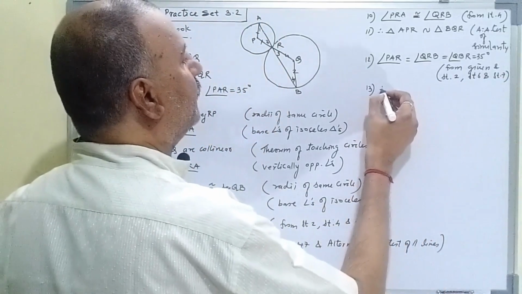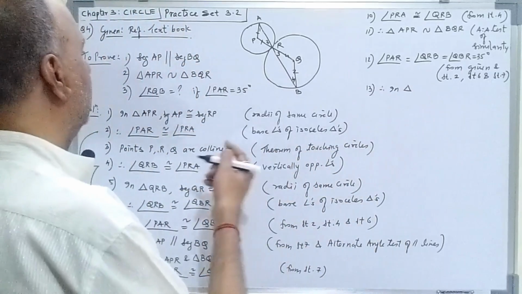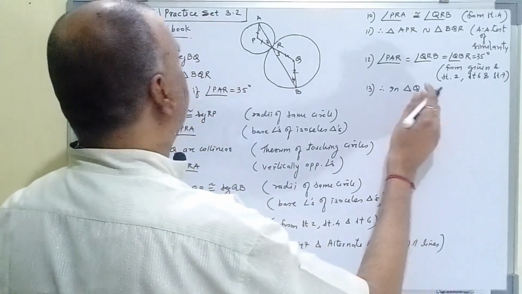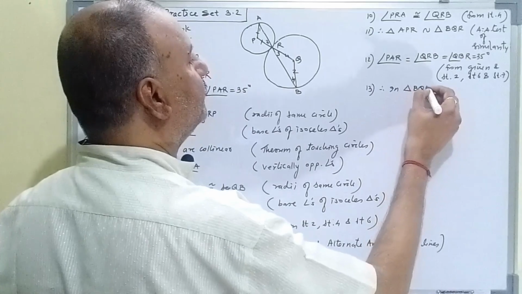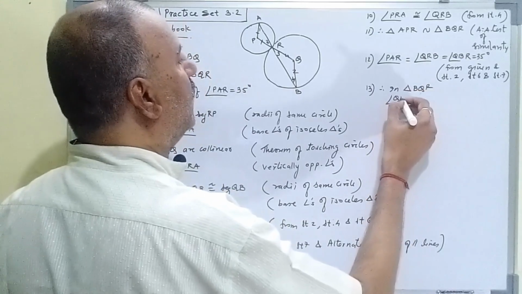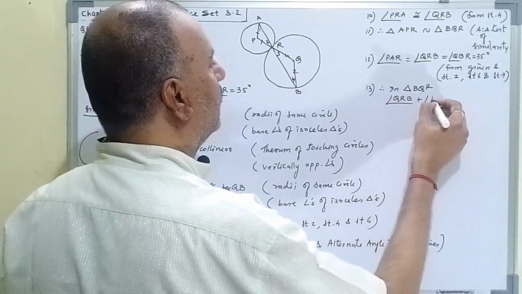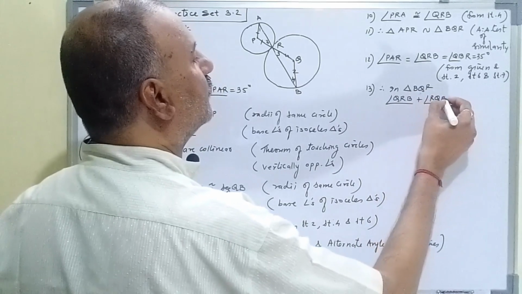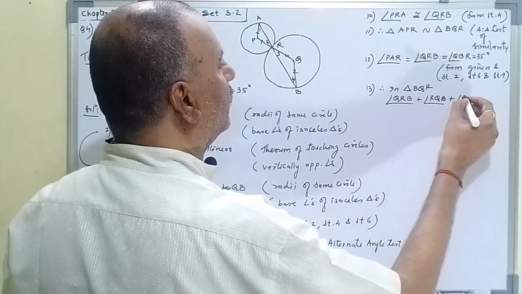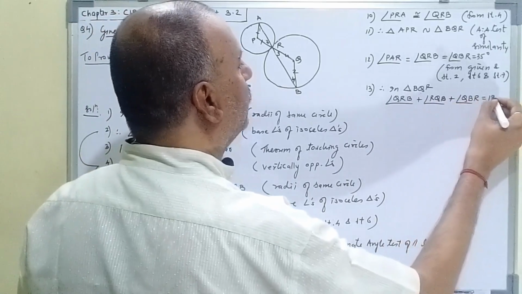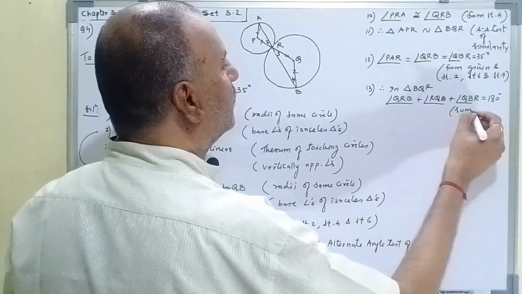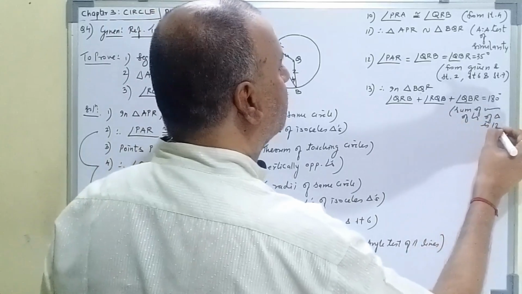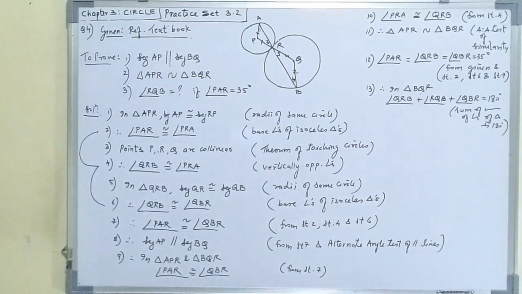Statement number 13. Therefore, in triangle, हमें RQB पूछा है. In triangle BQR, so in triangle BQR, angle QRB plus angle RQB plus angle QBR equal to 180 degrees. Reason: sum of measures of angles of triangle is 180 degrees. अभी substitute करो, get the answer.